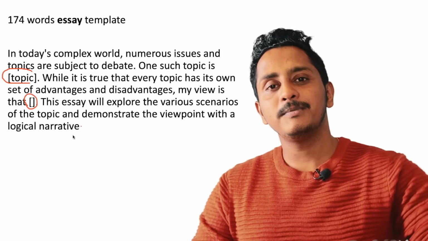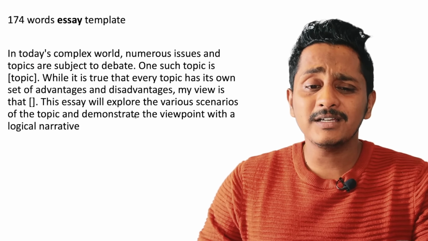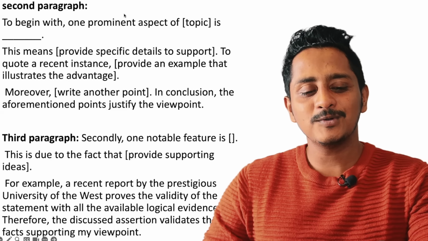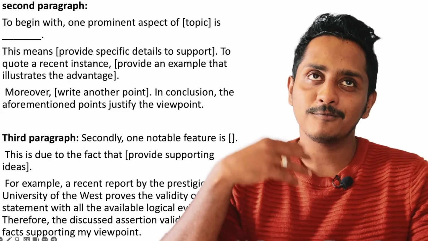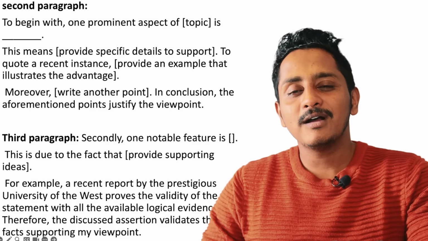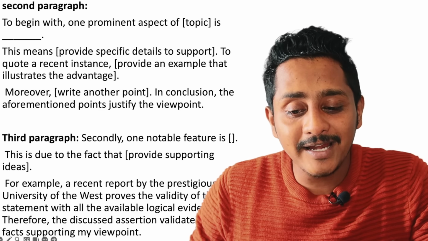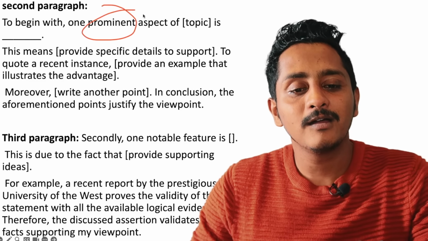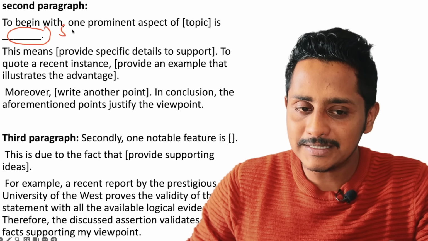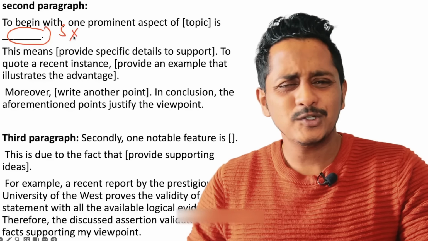The entire essay will be uploaded in the description. You can have a look at it. Alright, that's the first paragraph, and then we go to the second paragraph, where we start with 'To begin with'. That is adding the coherence and cohesion marks, by the way. 'One aspect', 'prominent aspect': this is adding vocabulary scores. 'One prominent aspect of the topic is' and you will write one simple sentence. I'll show you how to write everything.